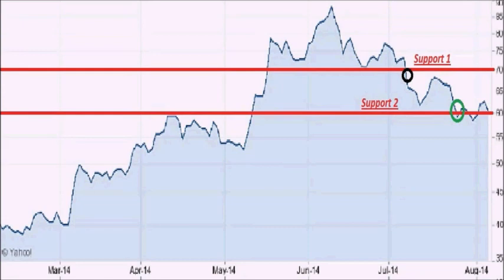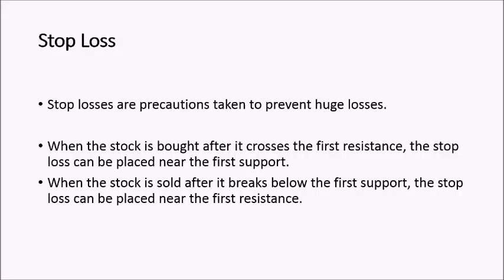Next, what are stop losses? Stop losses are precautions taken to prevent huge losses. Placing stop loss is the most important while trading. What is the need to place stop losses? In case one takes a position in a stock, the stock need not always reach the target. There are chances that the stock may slip below the purchase price, and one will have to wait till the stock moves above the purchase price in order to exit the position with the profit.